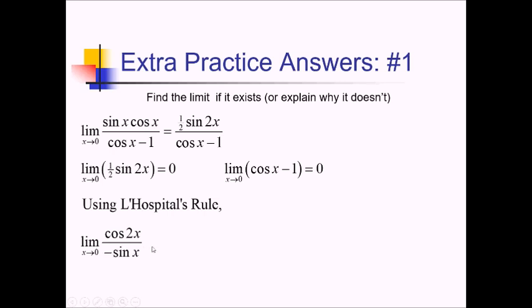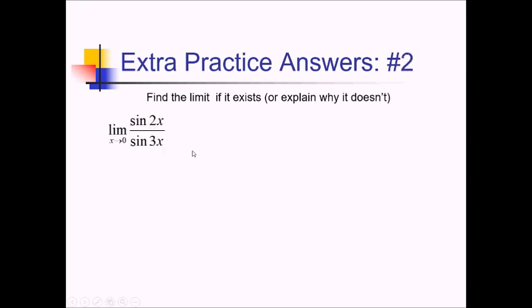So now if we plug in 0 again, we're not going to get 0 over 0 this time. Let's go ahead and evaluate what this comes out to now. Cosine of 2 times 0 is really cosine of 0, which is going to come out to 1. And negative sine of 0 still comes out to 0. So this is undefined, which means that our limit does not exist.